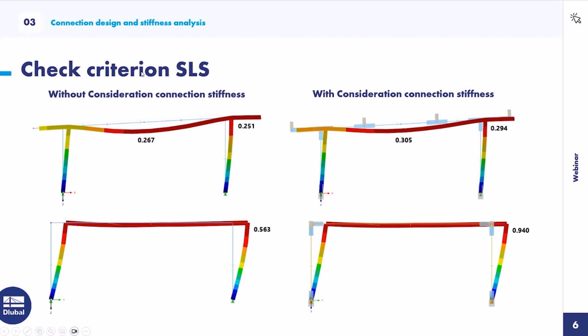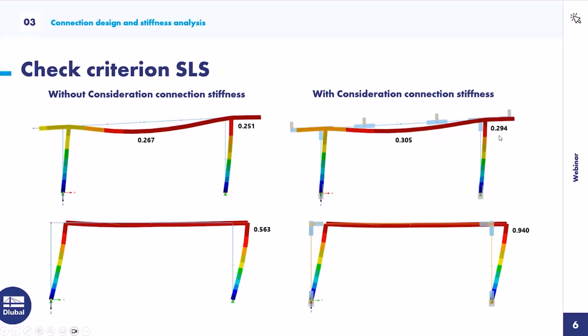So that's the check criterion, serviceability limit state, with consideration of the connection stiffness and without. You can see the connections here, and the stiffnesses are considered. For the frame in this direction, there was an ultimate limit design ratio of 0.27, and now we are at 0.3.